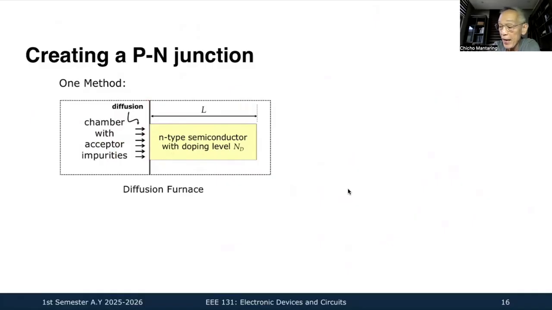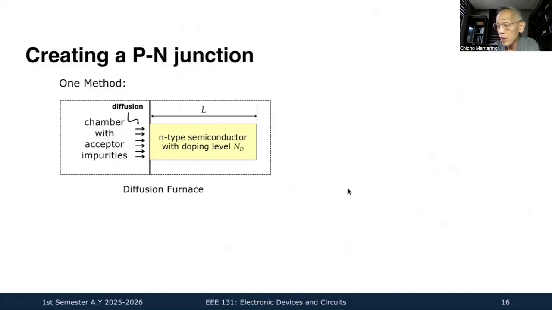The temperature should be high enough so that this is semi-molten. It is still a solid, but it's already liquefying. But you don't actually want it to melt, because if it melts, it will lose its crystal properties. So it is semi-molten. But because of that, it's easy now for your impurities to dislodge certain nuclei from the crystal lattice and to replace themselves with the nuclei that they dislodge. So the acceptor impurities enter at this end, and it will diffuse into your semiconductor.